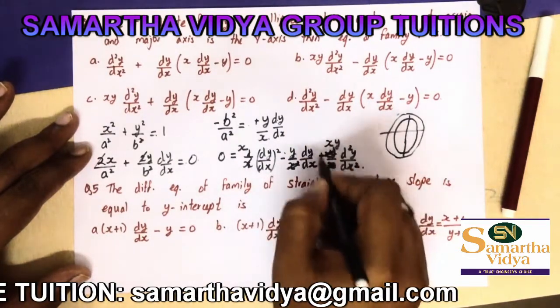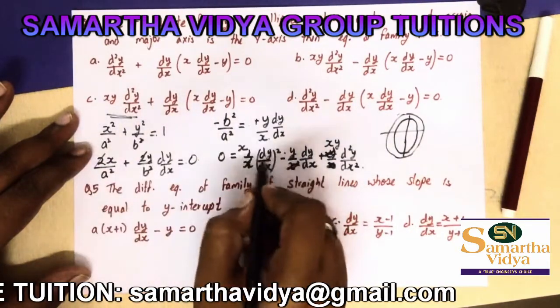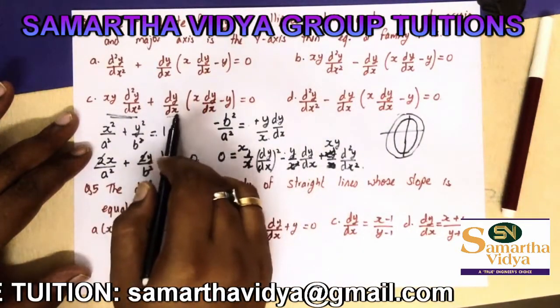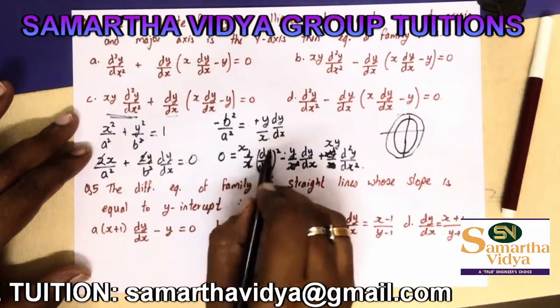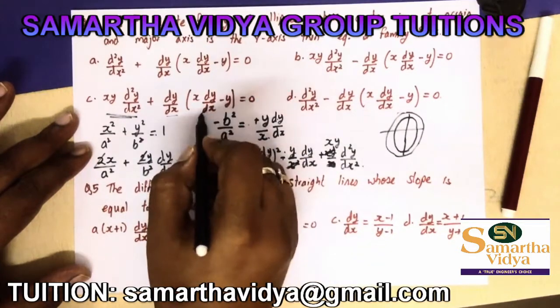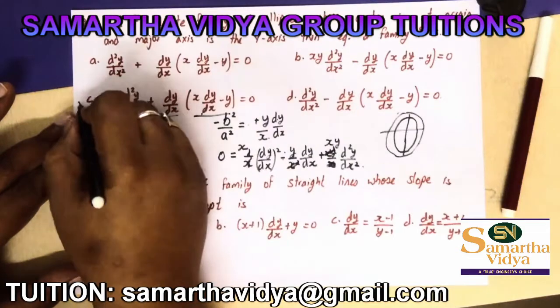So you can see this term is here. If we take dy by dx common, I will be getting that, and inside the bracket I will be getting x dy by dx minus y, which is present over here. So that's nothing but your option C.